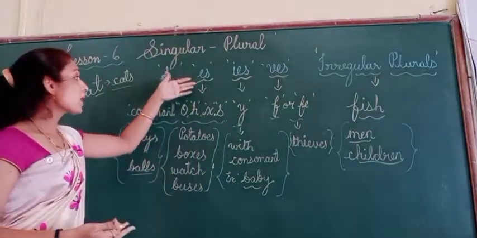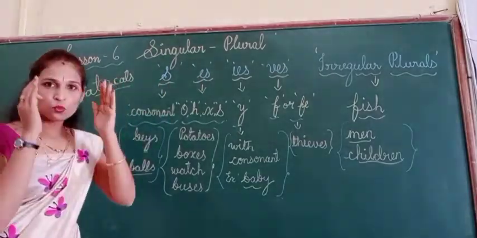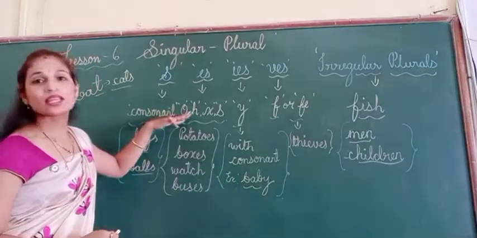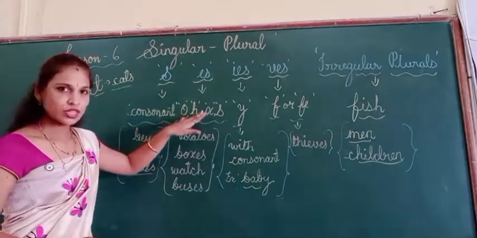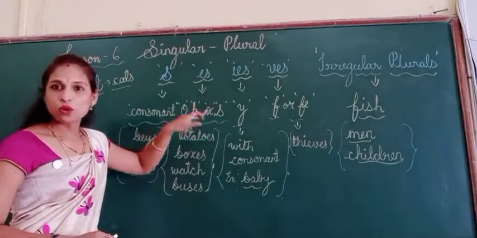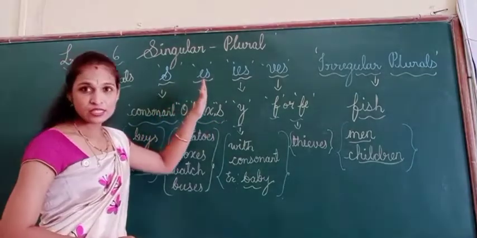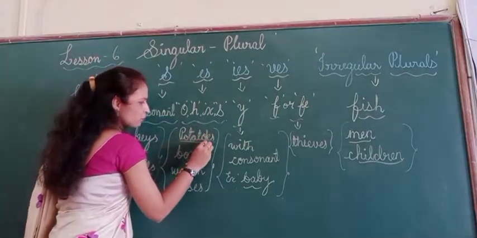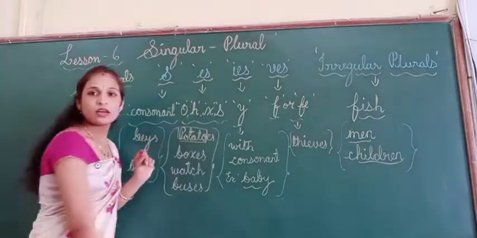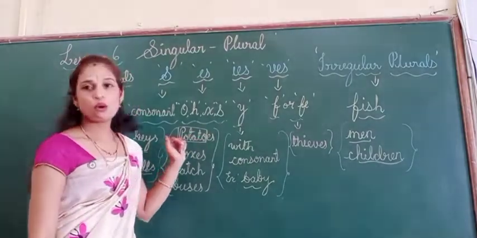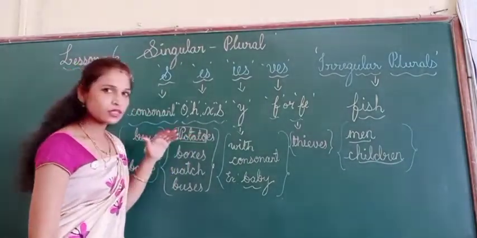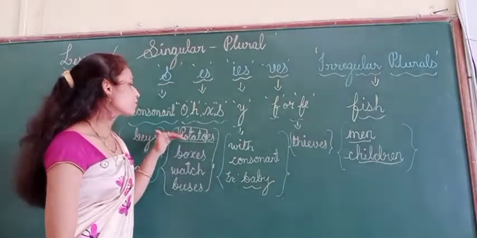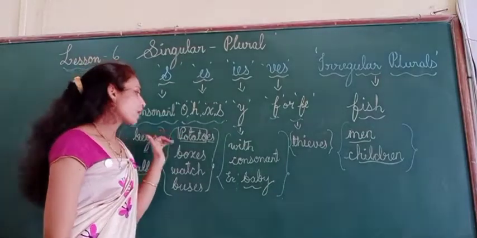When will we add ES? Any word which ends with the letter O, H, X, S, what will we do? We add ES for that. For example, here in potato, O is the last letter. What did we do for this? I add ES. It will become potatoes.